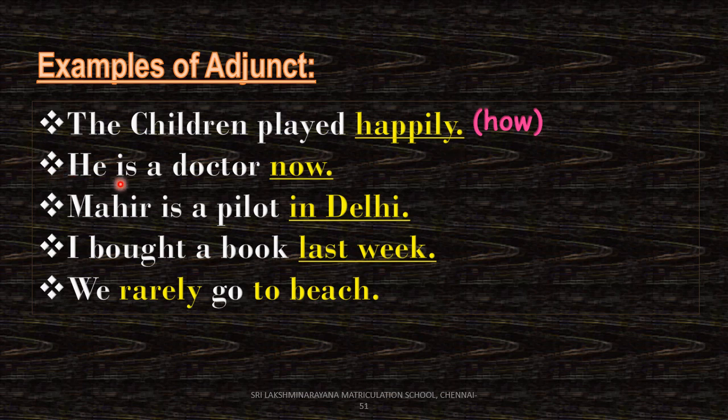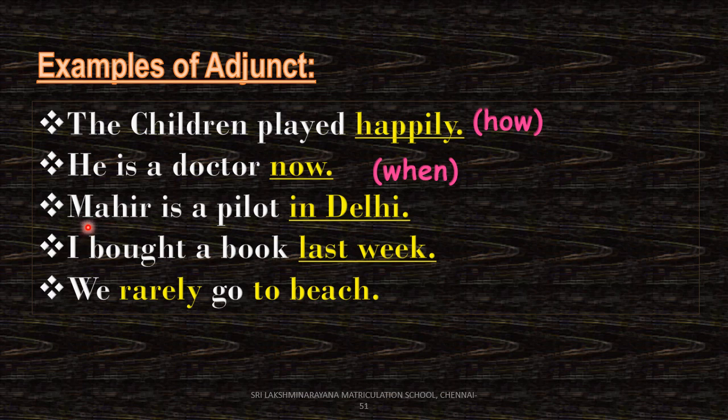Next sentence, she is a doctor now. In this sentence, she is a subject, is is a verb, and what is this, a doctor? Tell me, children. So a doctor is the complement. Why? Because it talks about the subject. And now tell me, what is this, now? Now it is an adjunct. You ask a question: when is she a doctor? What is the answer to the question when? Now. So now is the adjunct.